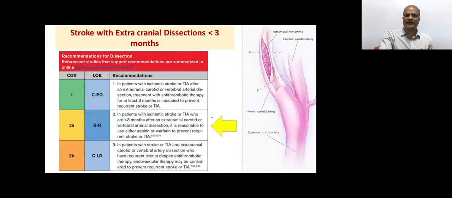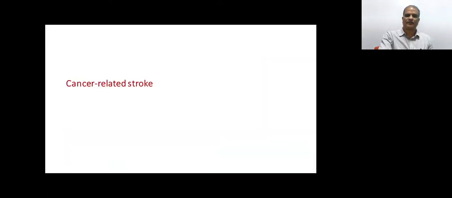Now, another indication is extracranial dissections, less than 3 months old. Sometimes you can get a dissection which has dissected into the lumen and there is a thrombus sitting there. In these patients, the indication is you can either use double antiplatelets or warfarin to prevent recurrence of stroke. Now, cancer-related strokes, this is something new where you have to use long-term oral anticoagulants.